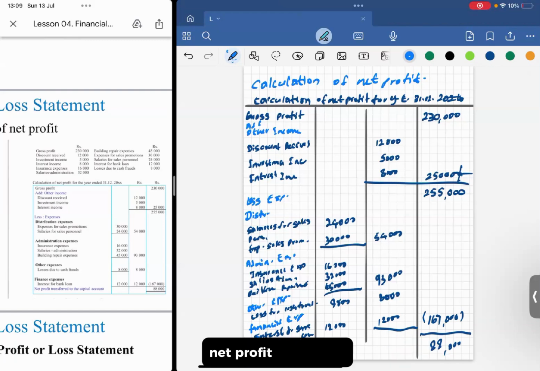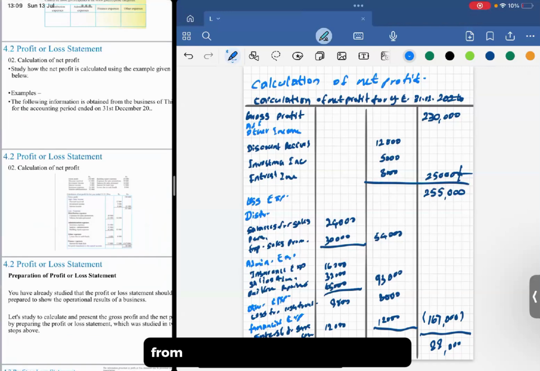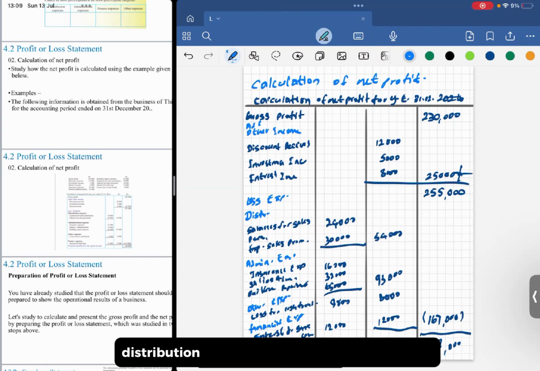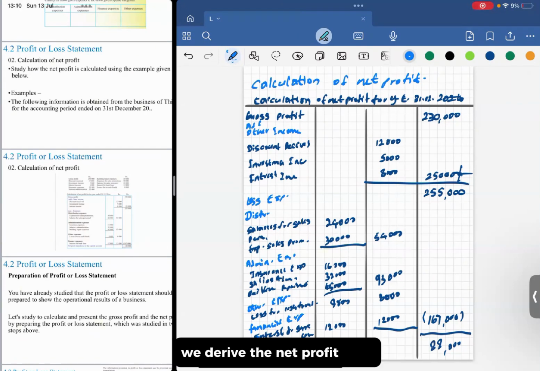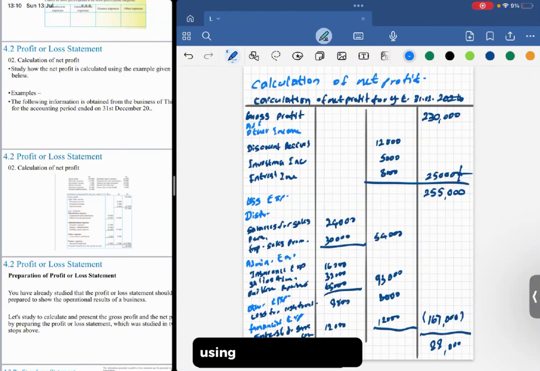Okay. So this is how we calculate net profit from the profit or loss statement. We start with the gross profit, and then we add the other income. Then we deduct the expenses in categories: distribution expenses, administration expenses, other expenses, financial expenses, and finally we derive the net profit. This is how we calculate the net profit of a business using a statement.